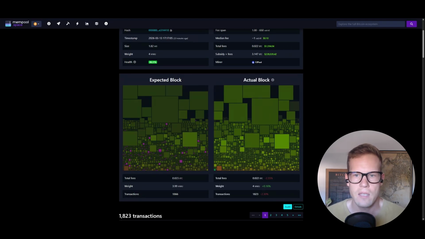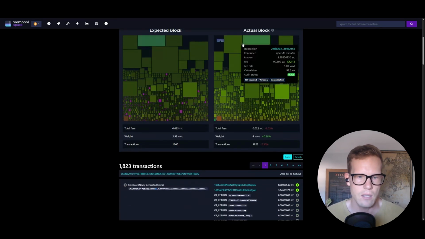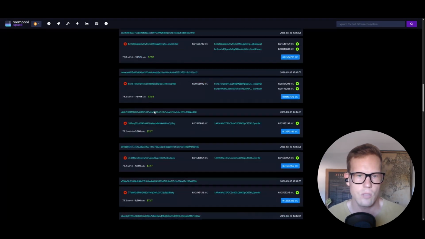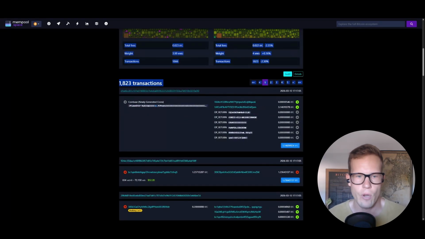Total fees paid, 0.022 Bitcoin. Subsidy plus fees, so that's 0.022 plus the current subsidy, 3.125 Bitcoin. You can see total fees again. And then down here, you have all the transactions, right? And notably, in every block, the first transaction is always the coinbase transaction, right? So this is where Bitcoin enters the world, previously held by the network and now dished out every 10 minutes, currently 3.125 Bitcoin being mined.